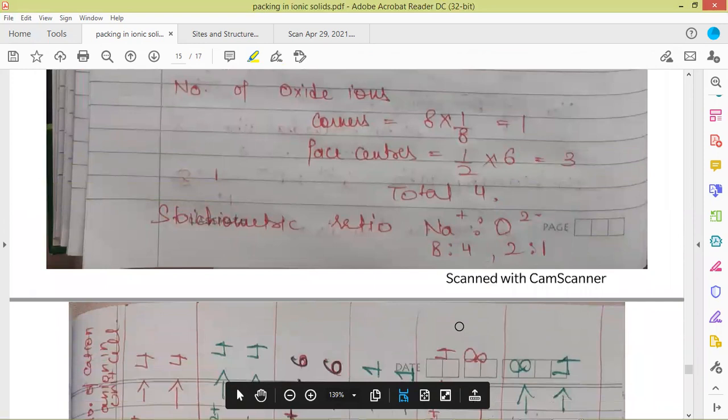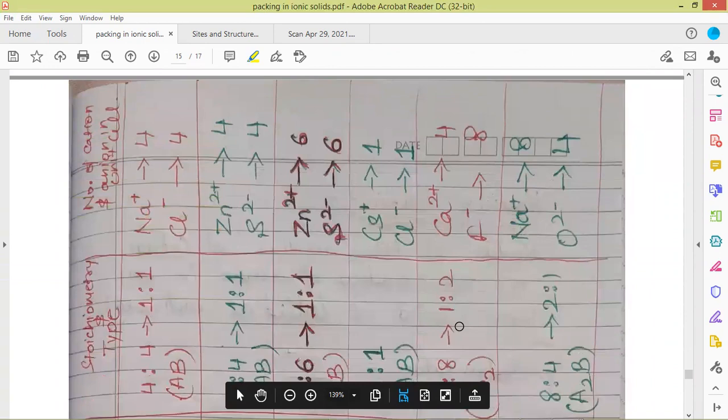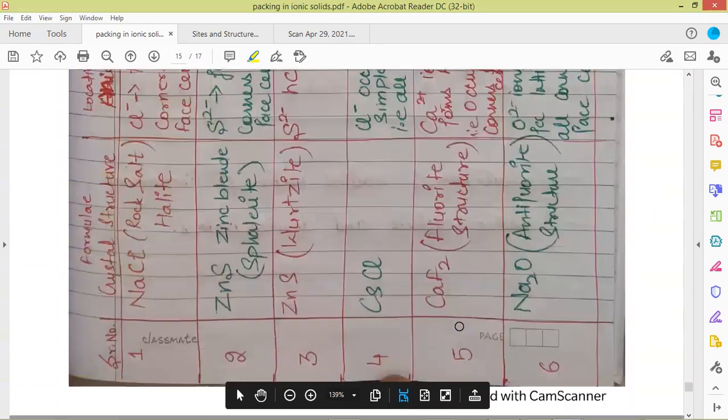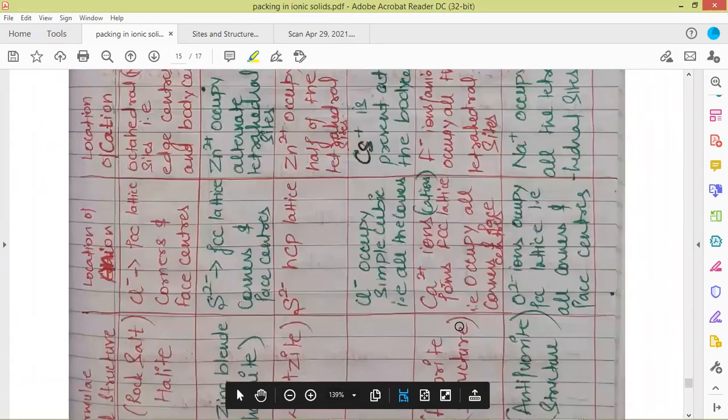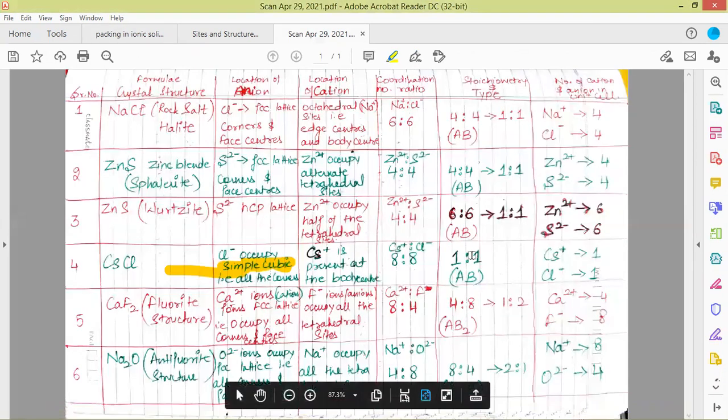We are just left with one structure, that is zinc sulfide wurtzite structure, where it occupies the HCP lattice. That we'll be discussing in the next video. So this is the summary table here.